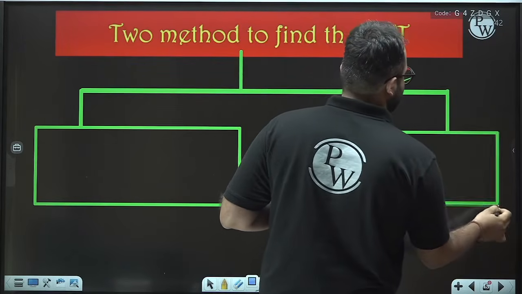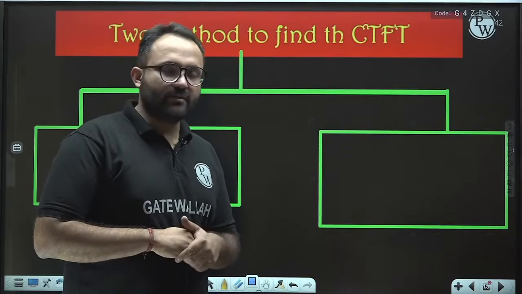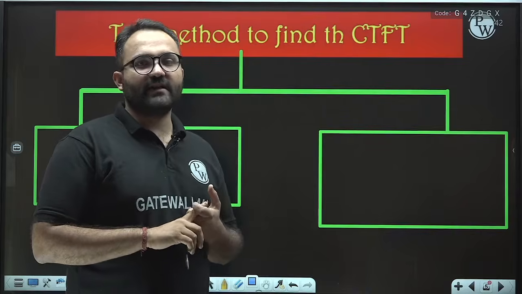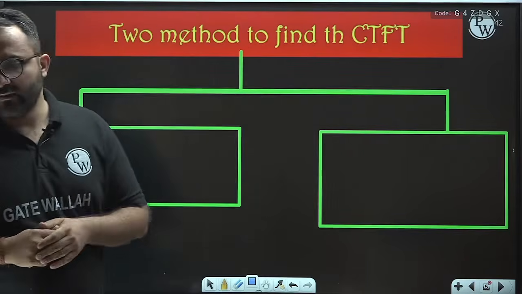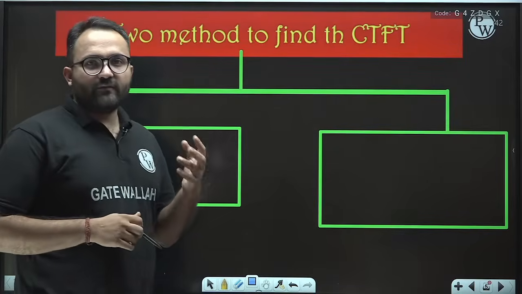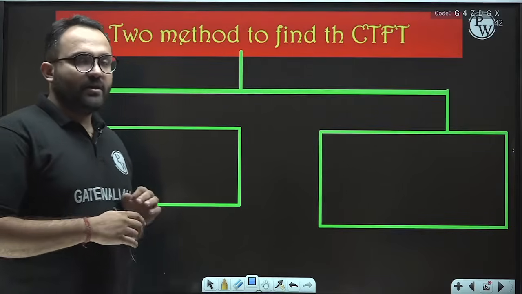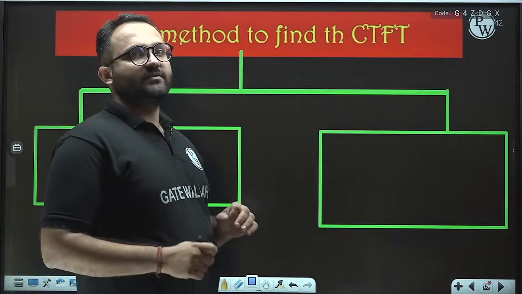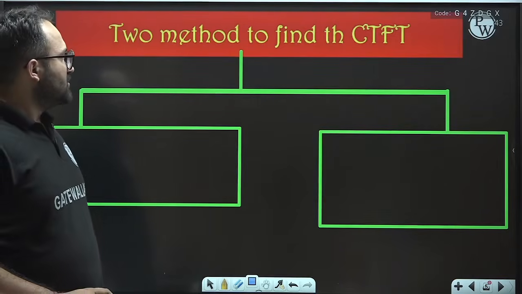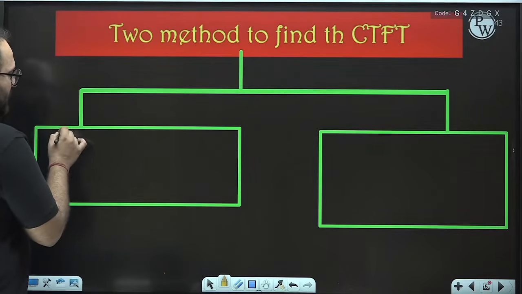So first of all, I'd like to tell you that in chapter number 1 we have studied three types of signals, that is energy signal, power signal, and neither energy nor power signal. Fourier transform can be found for power signals and energy signals only. It cannot be found for the neither energy nor power signals.